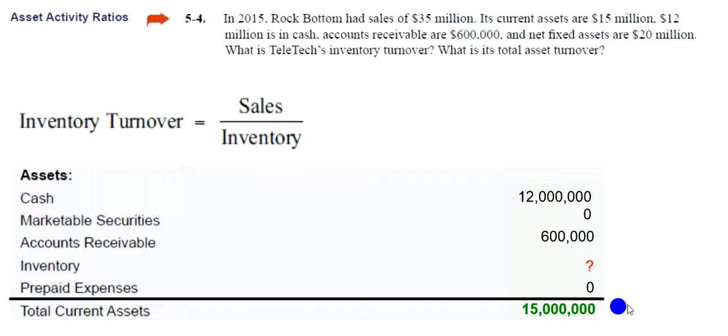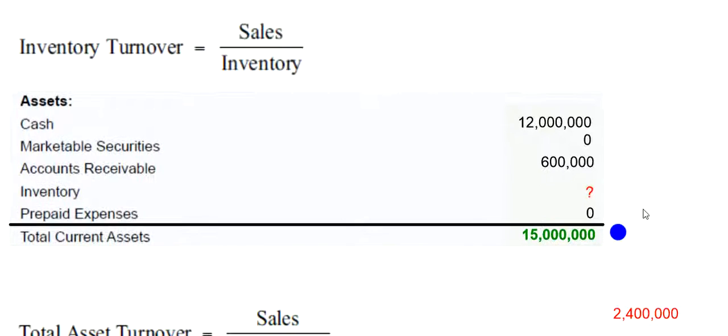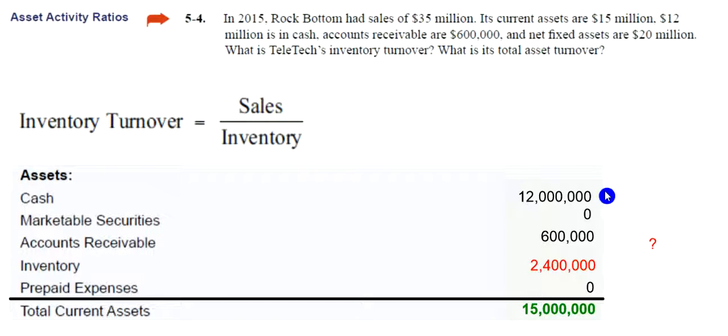If we do some simple math, we know that 12 million plus 600,000 plus what? So we can subtract that from 15 million, and we get the dollar amount of our inventory, which is 2,400,000, right? Because 12 million plus 600,000 plus 2,400,000 equals our total current assets of 15 million.